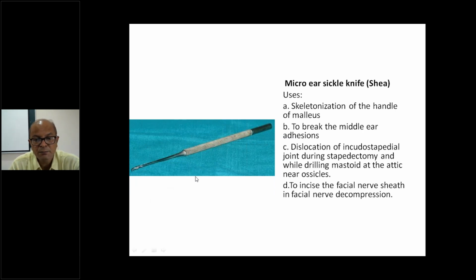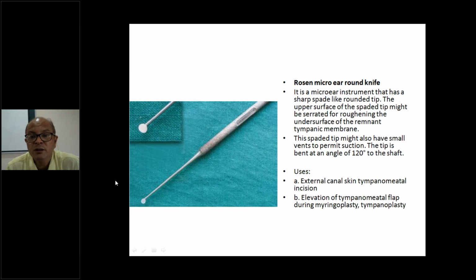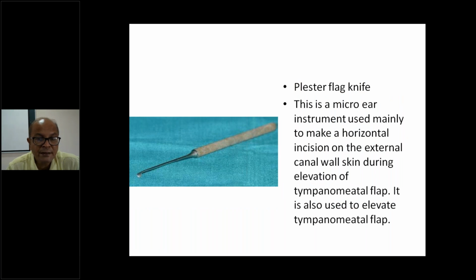These are used for skeletonization of the handle of malleus, to break the incudomalleolar adhesions and dislocate the incudostapedial joint, during stapedectomy, and while drilling the mastoid at the attic near the ossicles, to incise the facial nerve sheath. Particularly if you have a very sharp one, it is good. Otherwise, there is a special instrument by the name of tenotome. The tenotome does it. So this is a straight pick, again Cawthorne, Rosen's micro ear round knife, and this is a cluster knife, a flag knife.